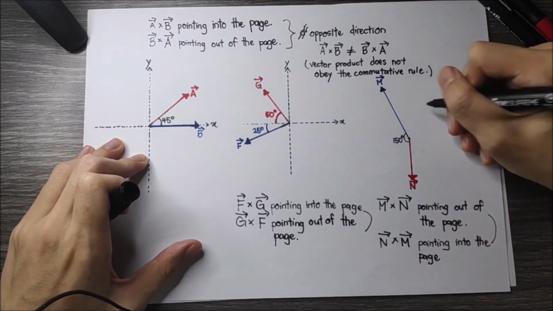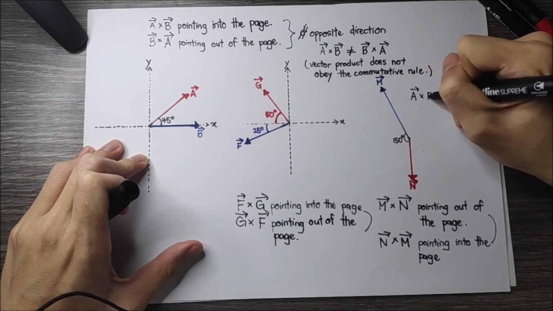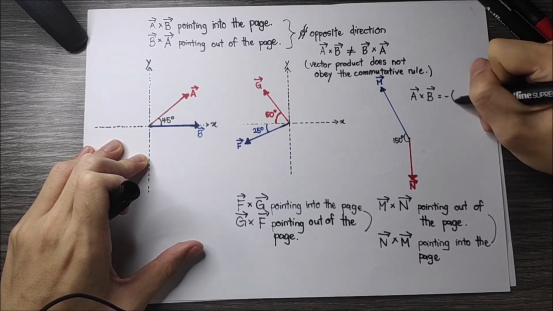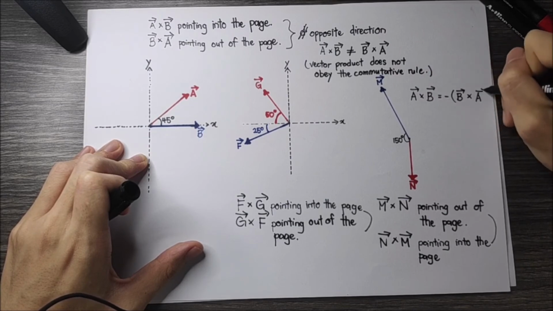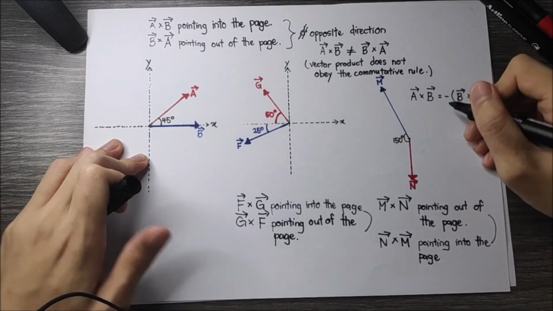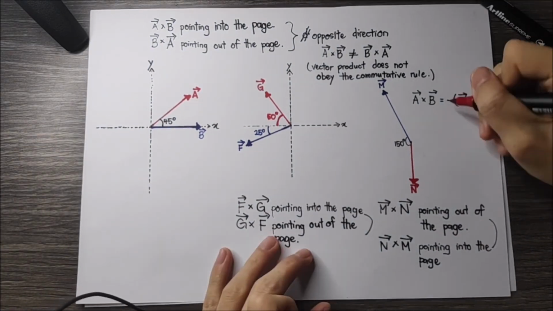In fact, you can say that since the magnitude will be the same, A cross B will be equal to the negative of B cross A, because it's the exact same magnitude, just opposite direction. So this negative sign here actually indicates opposite direction.